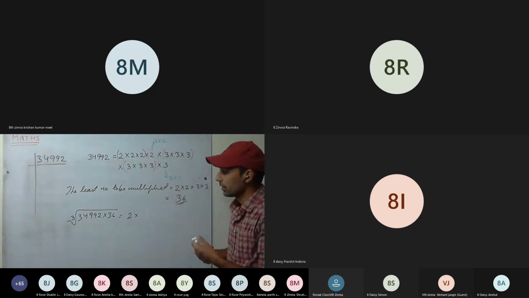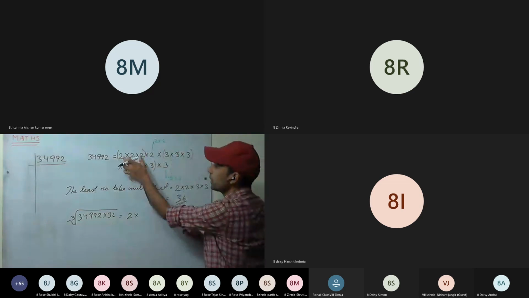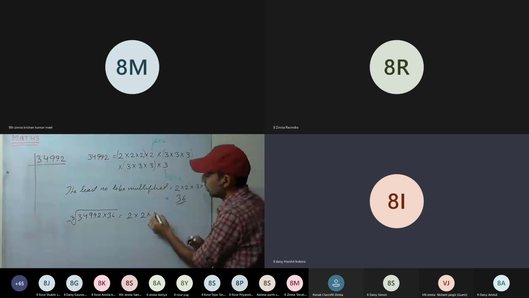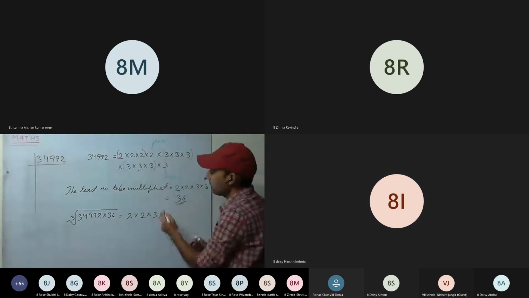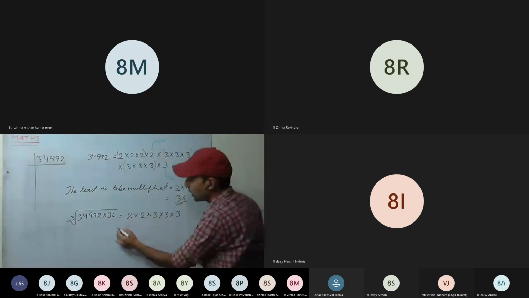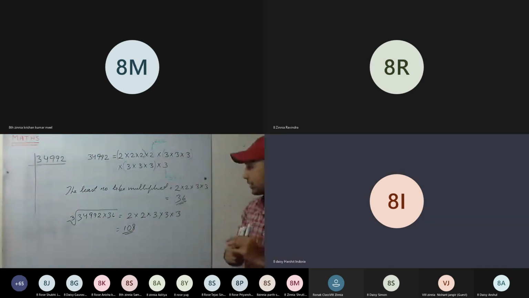Okay, 36. Now cube root will be how much? From each triplet, take 1: 2 into 2 into 3 into 3 into 3. How much? 108.